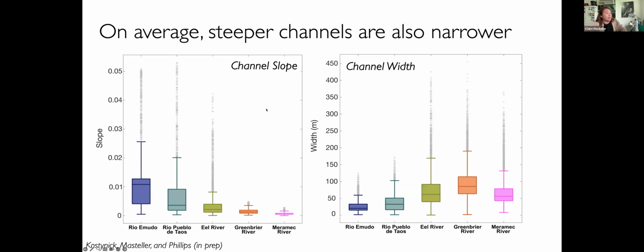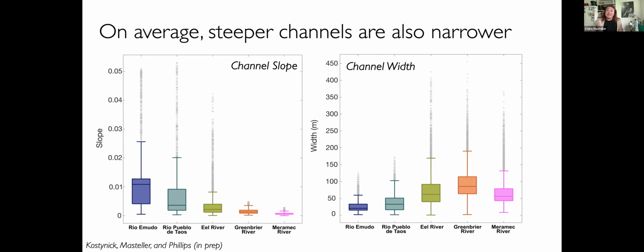And indeed, we can look at this data in a different way and say, on average, our steeper channels also tend to be narrower, or our lower sloping channels tend to be wider. What I'm showing here are box plots of our reach scale slopes and our fill and spill extracted widths for our 5 sites. You can see that our Nick Point channels have a much wider range of slopes. They have steeper slopes, and when we get to our Greenbrier and our Merrimack, very low slopes and much wider widths here.